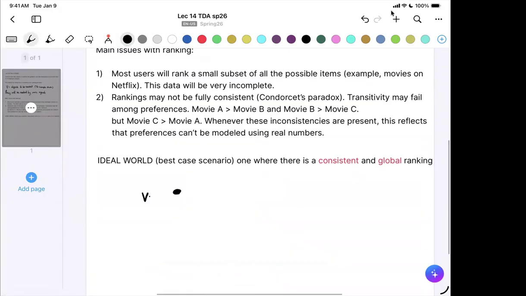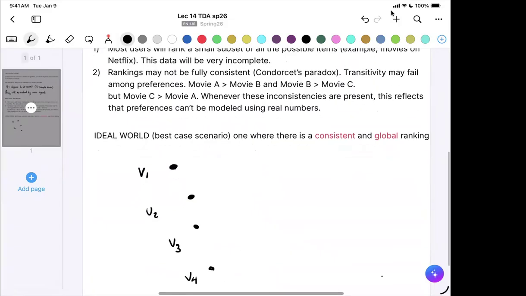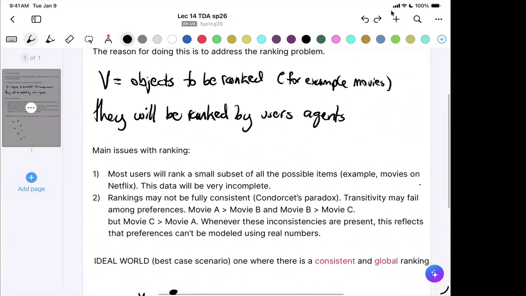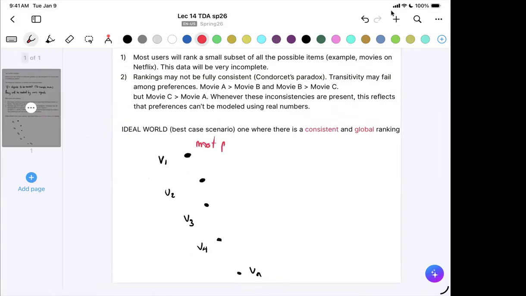So if you had a consistent global ranking, think about the different items that you can rank as dots. Let's say that there are n items that we're ranking. In the case that it's consistent, you rearrange the items, so the most preferred one would be the first one, and the last one would be the least preferred.